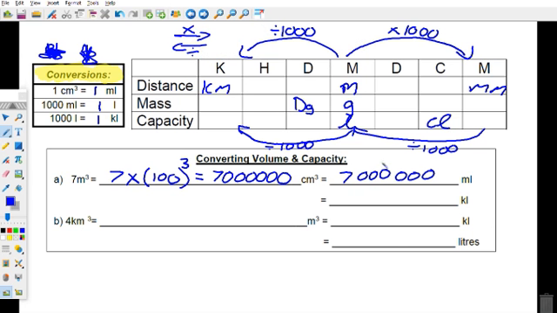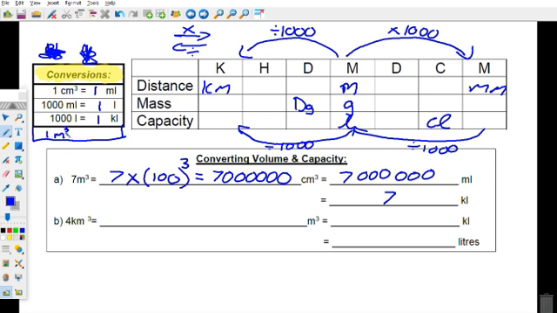1,000, 1,000. So how many zeros is that? There's 3 in the first 1,000 and 3 in the second 1,000. So how many zeros are we getting rid of? 6, exactly. So here is another conversion for you, that you must write somewhere on your conversion table.